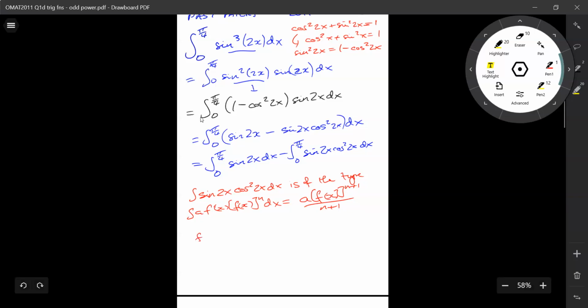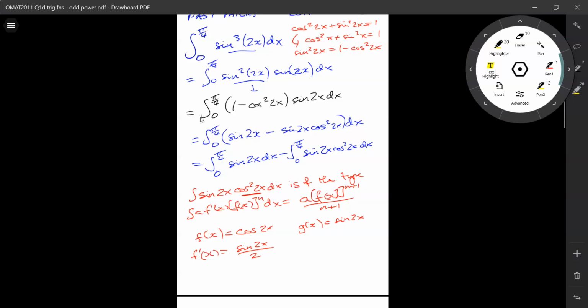So Chematopia was asking there, what do we let f at x equal to? It's always, when you have a product of two trigonometric functions here, the one that's raised to the power. So it's the cosine 2x that is raised to a power here. Therefore, g at x is equal to sine 2x. Okay, you get the first derivative of f at x. So it's equal to sine 2x. And of course, when you're doing this, you have to divide by the coefficient of the x.